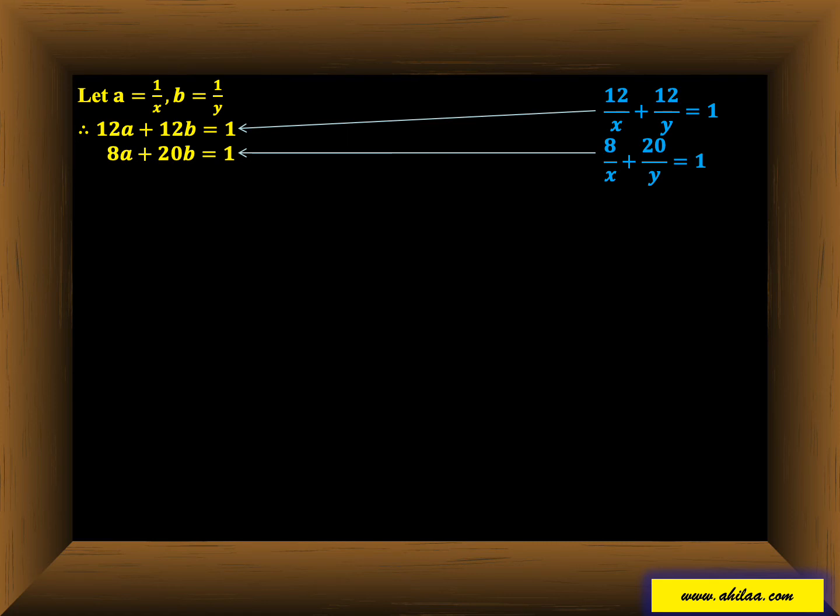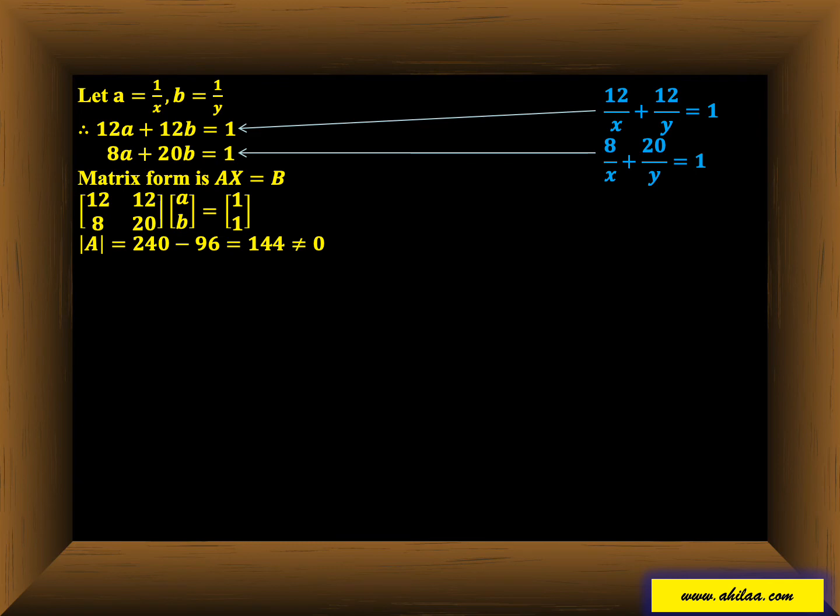Now by solving these two equations, we will be getting the values of a and b. From that, by reciprocating the values, we get the values of x and y. So follow the matrix inversion method. Matrix form is capital AX equal to B. Collect the coefficient matrix 12, 12, 8, 20. Variables here are a and b as column matrix. Constants, column matrix 1, 1.